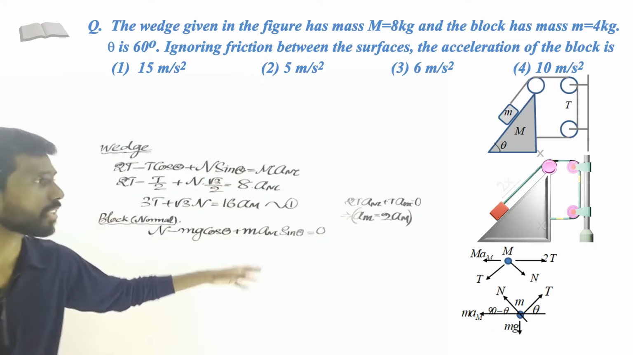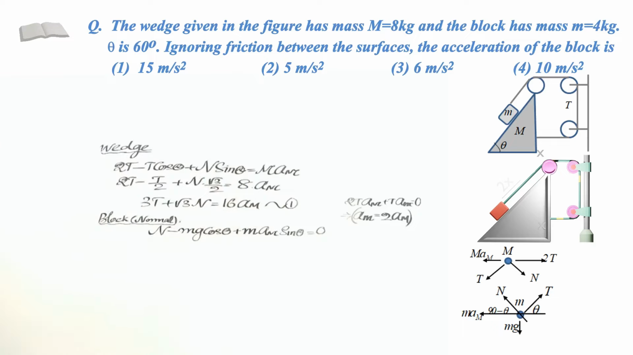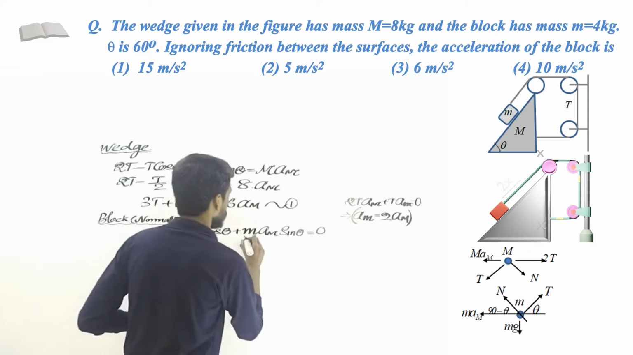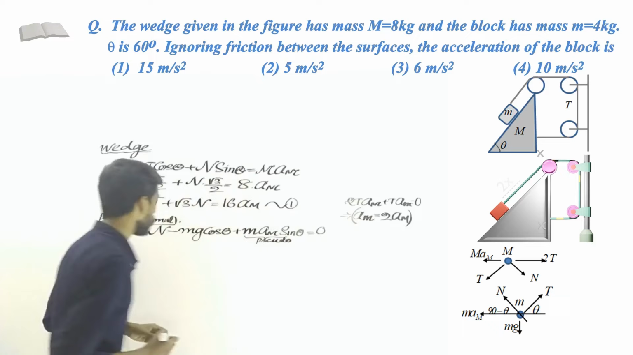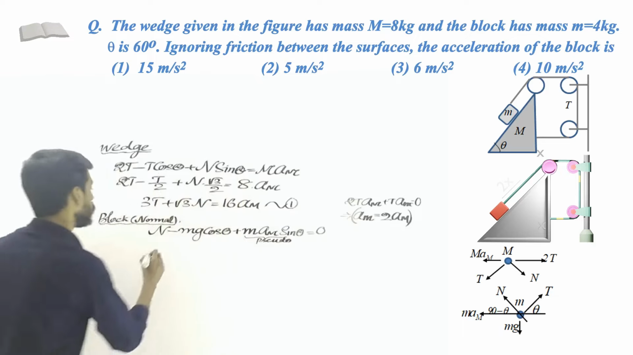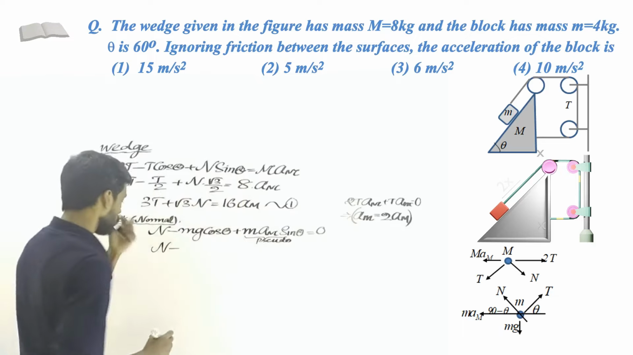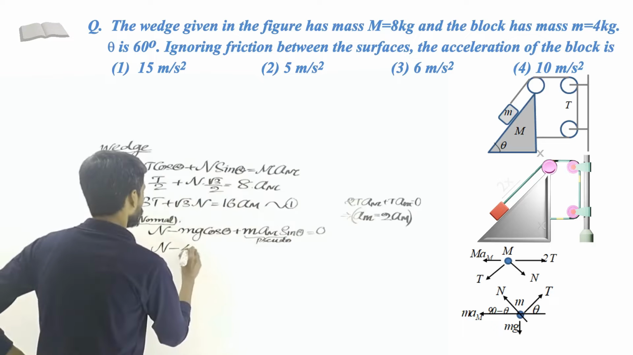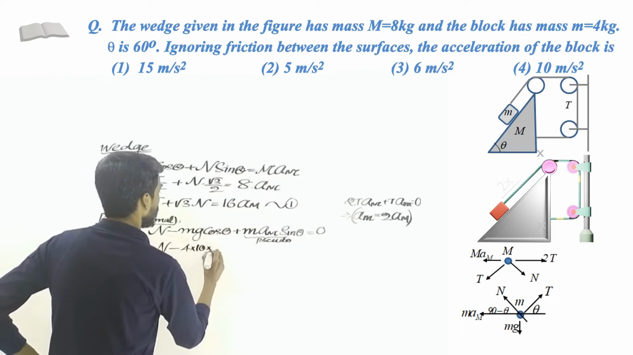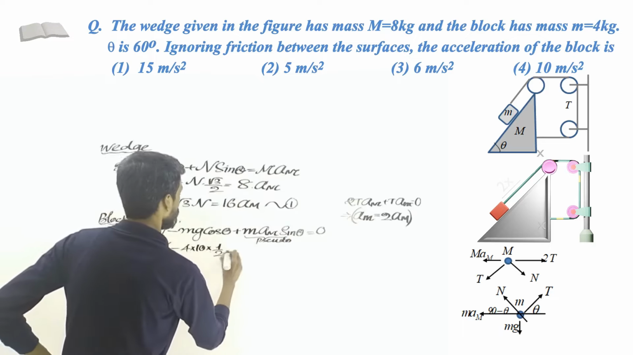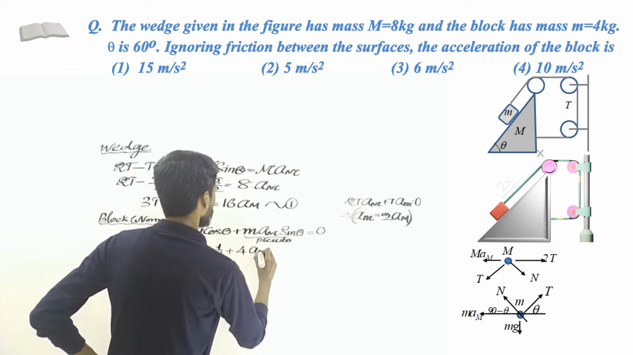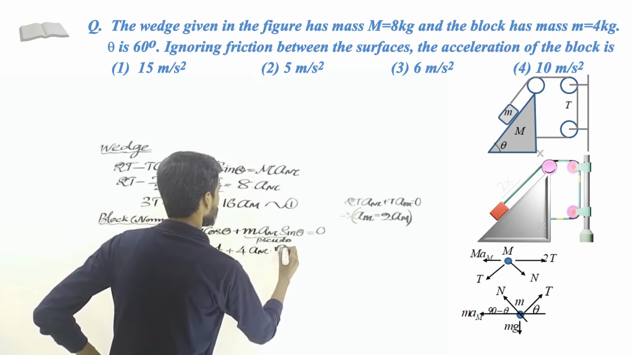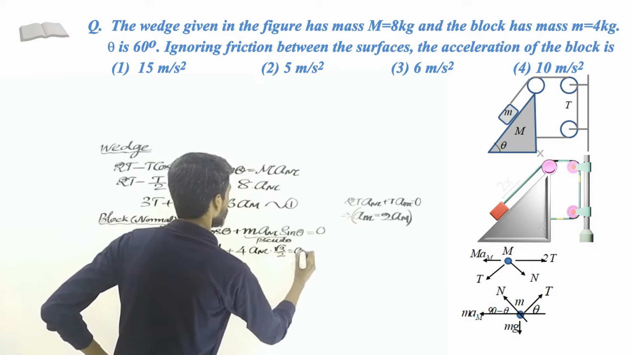So substitute the value of theta. Theta is again 60 degrees. So substitute. So remember, this is the pseudo force. So what is this value? N minus m, that is 4, multiplied by g taken as 10, cos 60, that is 1 by 2, plus m is 4, am we can keep as it is, am sin theta, sin 60 is root 3 by 2, equals 0.